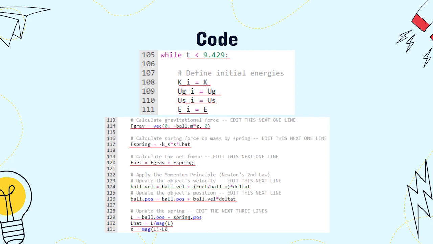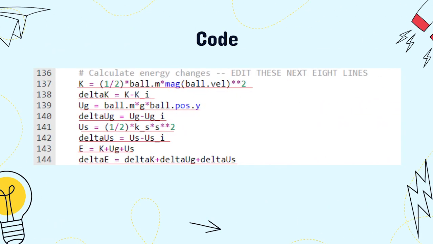Then I updated the spring. I found L again, L hat, and s. And then finally, I found the changes in energies. So I found the kinetic energy and then delta K by doing the kinetic energy minus its initial kinetic energy. And then I solved for potential gravitational, and then I found its change. And then I found potential spring, and then I found the change of that. And then total energy equals the sum of all the energies. And then for the change in energy, I added up all the changes in energies.